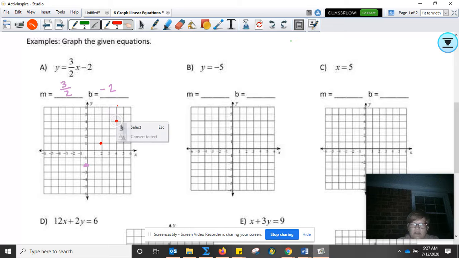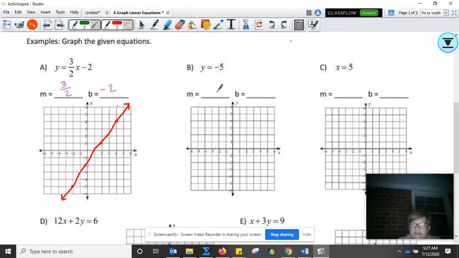If I can go up and right, I can go down and left. So from this, I'm going to go down, 1, 2, 3, over 1, 2. Then now to get my line, I'm just going to connect those dots. Okay, and that's what my line would look like.